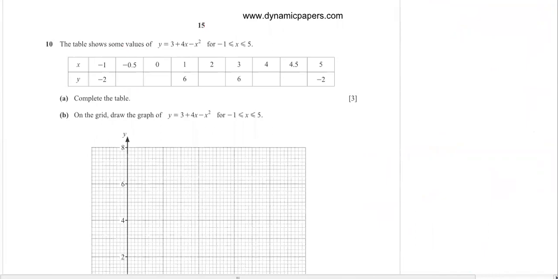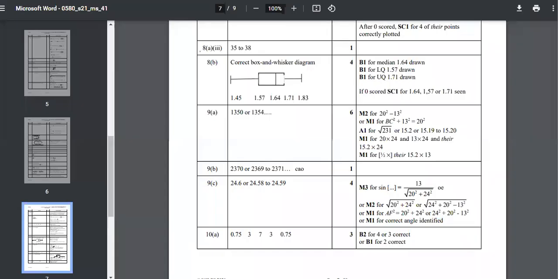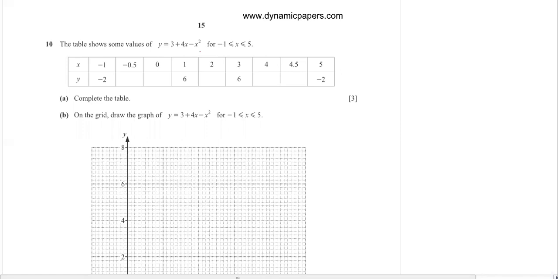Now, the next question is pretty easy, about drawing of the graph, where you have to make the graph with the given data. The values are given, you just have to fill in the missing values. First x is minus 0.5. This is your equation: y is equal to 3 plus 4x minus x square. So this value is missing. In place of x, put minus 0.5.